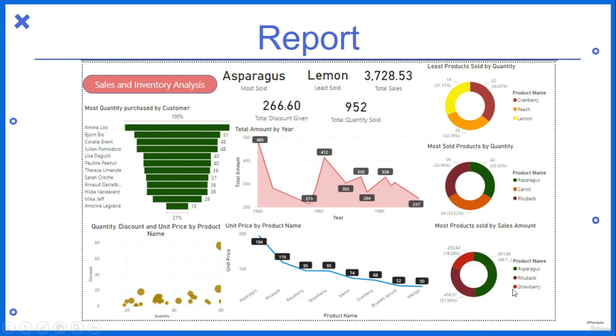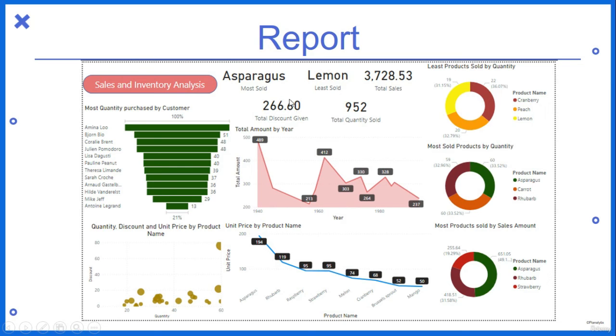Next, we have a couple of donut charts that tell us which were the least products that were sold by quantity, the most products that were sold by quantity, and the most products that were sold by the sales amount. So in the quantity and the sales amount, asparagus is a best-selling product, and if we talk about the least selling product, we are getting lemon as the least selling product by quantity. This is exactly what we are getting in these datasets as well, like asparagus is most sold, lemon is least sold. This is the total sales done for the day.